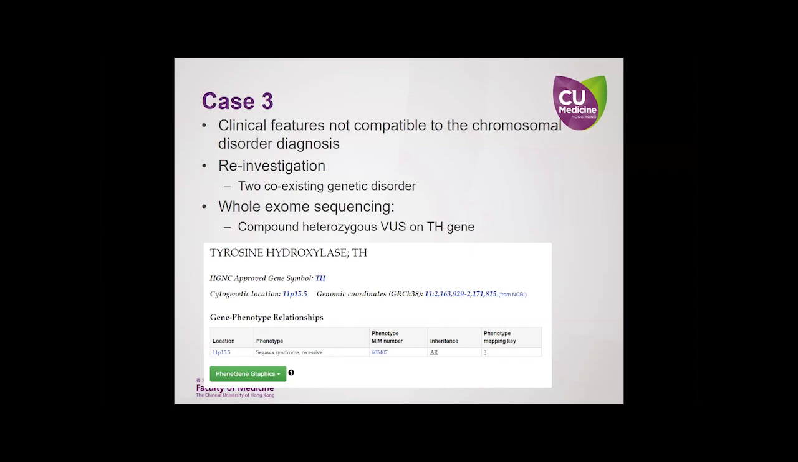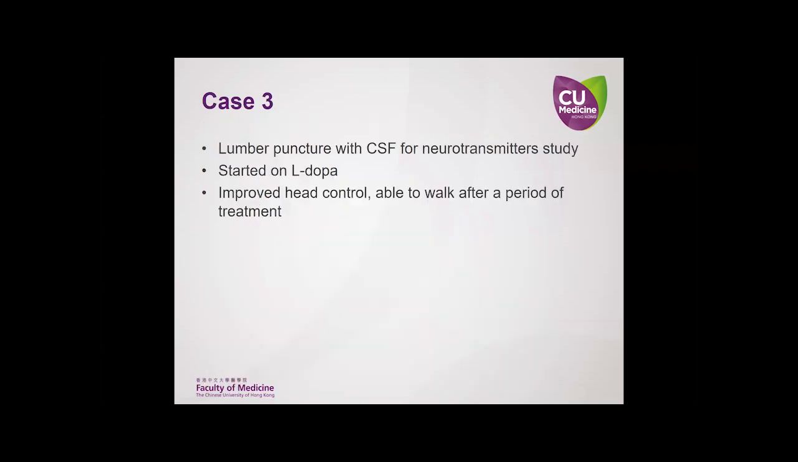We could not explain it by molecular methods at that time, so we needed to do a CSF neurotransmitter test. Later on, we confirmed the diagnosis and treated the patient. We did a lumbar puncture for neurotransmitters and then treated the patient with L-DOPA. Just 3 months after treatment, the patient could sit upright with no head lag. Later on, the patient could even walk after 6 months of treatment. The patient came back for follow-up at around 2.5 years old, walking.